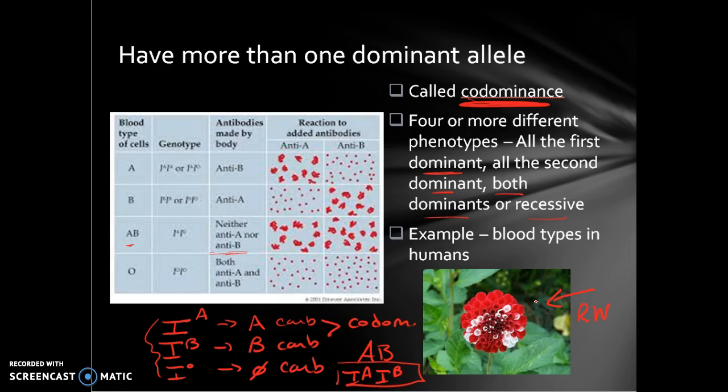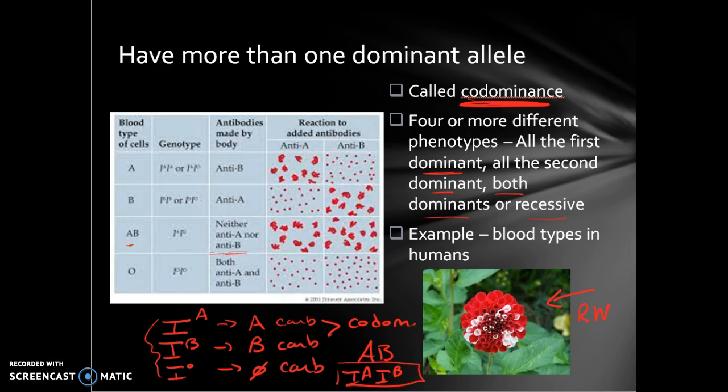So in codominant situations, the heterozygote that gets both of the dominant genes expresses both of those genes fully. You get the A-type blood and the B-type blood, or carbohydrate, on our blood. You don't get some mixture of the A and B carbohydrates. You just get the A and the B both expressed. Like here in this flower, you have the red parts and the white parts. You don't have any pink.